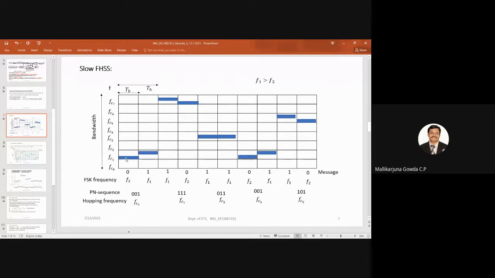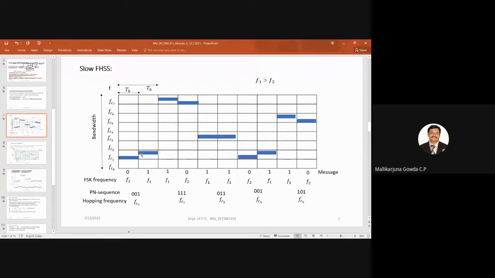So that is why I can say this one is FC1 plus F2. For the next bit, the hopping frequency is the same, FC1 only, but my symbol is F1, that is 1, right? Symbol is 1, or bit is 1. That is why this will be FC1 plus F1. Okay, so it is hopping with one frequency only, per symbol.